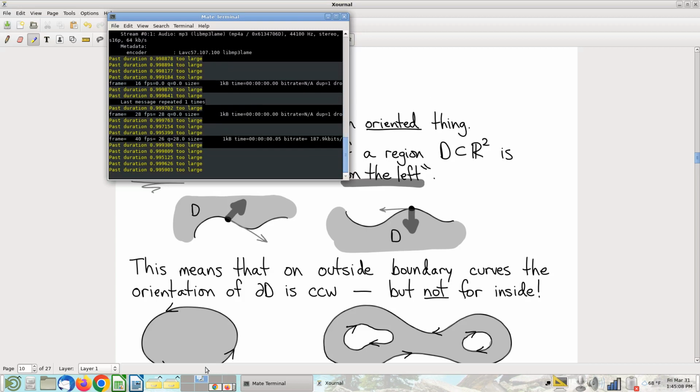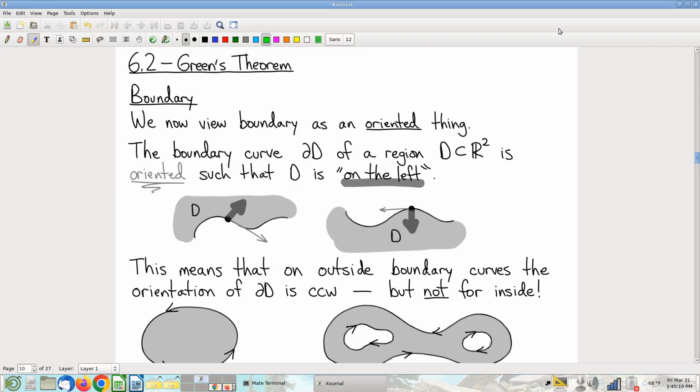Okay, so here we were. Last time we were talking about Green's theorem. I'm going to do an ultra quick rehash of what we talked about last time, developing up to where we didn't quite get to the statement of the theorem.